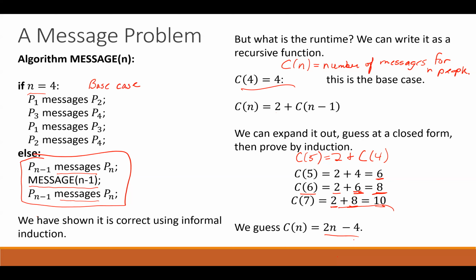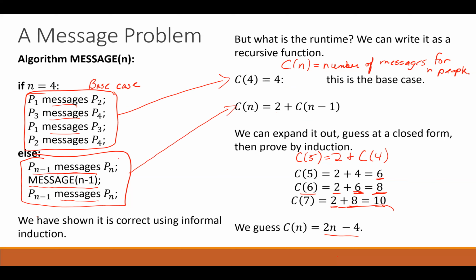I just looked at the algorithm. So basically, the base case is directly here. So I'm just counting the number of times I call this message function. And then this directly maps to here. So this is 1 message. This is the second message. So I have 2 here, and then this is the recursive call. Yep. Other questions?